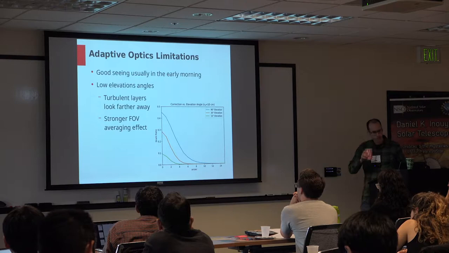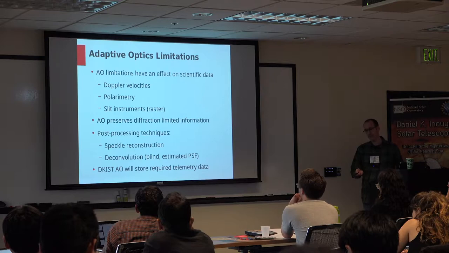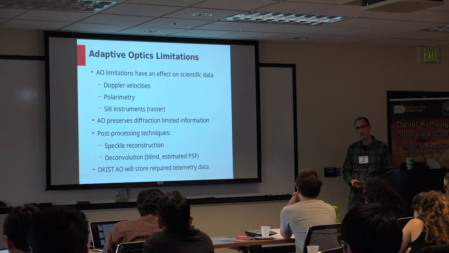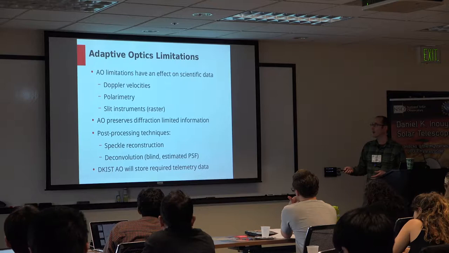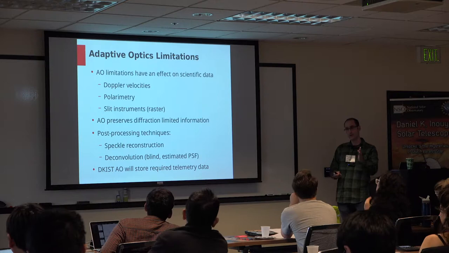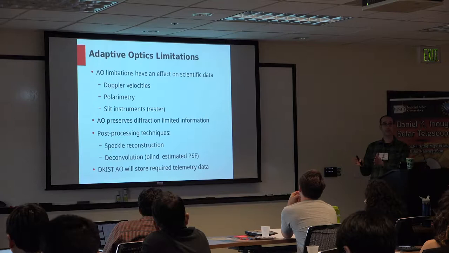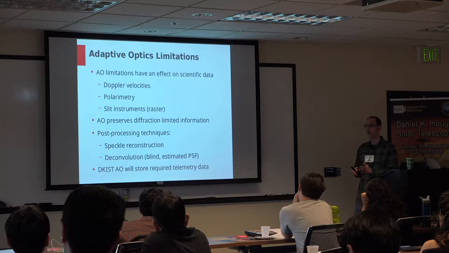Now, all these limitations will have an effect on your data. In particular, when your data combines different exposures, like for example, if you want to measure Doppler velocities, one way to do it is you take an exposure on the left side of the line, you take another exposure on the right side of the line, you subtract them, and you see how much this line is shifted. So that gives you an idea of the velocities in your image. Now, these two images are taken at different times. They're going to be affected by different seeing conditions, and they're going to be affected by different AO corrections. So you may have artifacts in your velocity measurements that you need to be aware of.